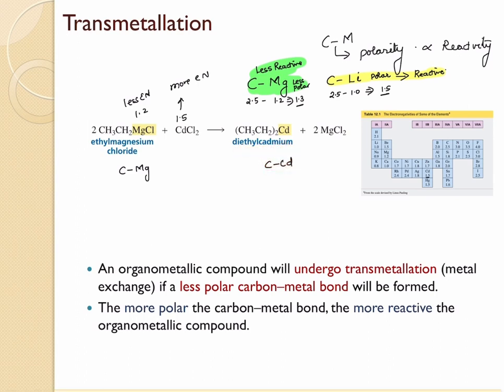Now let's find the polarity of these bonds. We already calculated it to be 1.3, and here it would be 2.5 minus 1.5, which is 1.0. Between these two bonds, the first is more polar and this one is comparatively less polar. So an organometallic compound with a more polar bond can be converted into another organometallic compound with a less polar bond. This process where the metal is exchanged is called transmetalation.